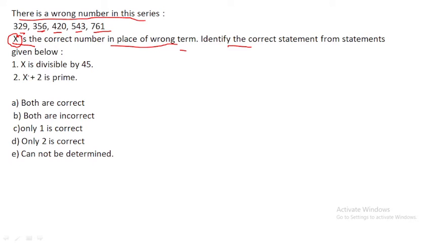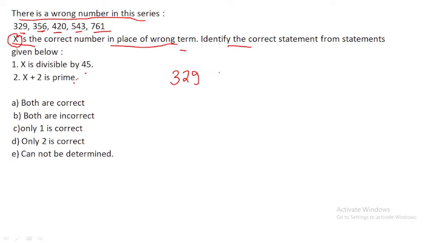From these two statements, first is X is divisible by 45. Second, X plus 2 is a prime number, right? So that is what we have to analyze. First of all, we have to find out the logic, and by the logic we will get the wrong number in the series, and then we will see which number will come in place of that wrong number, the value of X. Then we can verify these given statements.